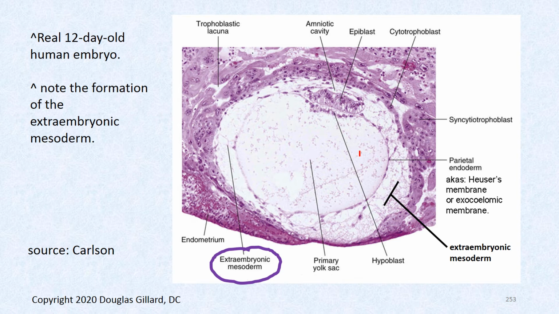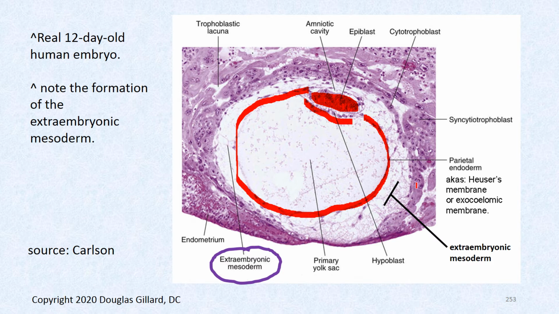Here's a real human embryo at about this stage, and we can see we have a nice extraembryonic mesoderm that's formed here. And you can see the bilaminar disc quite nicely right here. There's the epiblast. There's the hypoblast. There's Heuser's membrane. This author called it the parietal endoderm. This must be Carlson. Yeah, you can see all this stuff, right? Cytotrophoblast layer. It's right here. Goes all the way around. Syncytiotrophoblast is like that invasive cancer. Primary yolk sac is here. So yep, there's where we are with that.